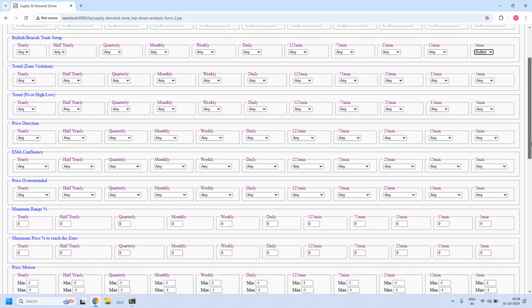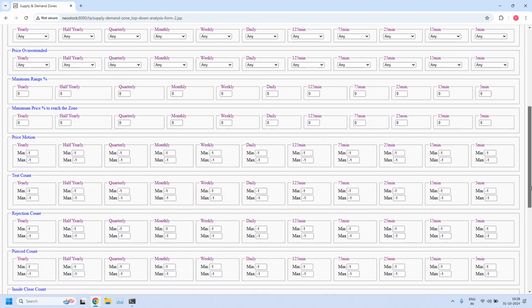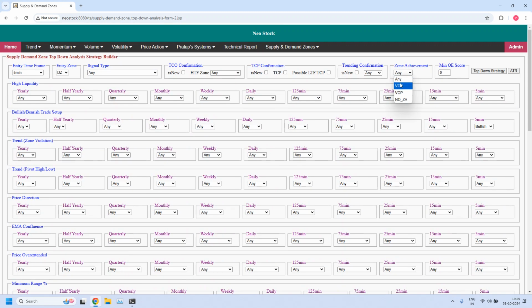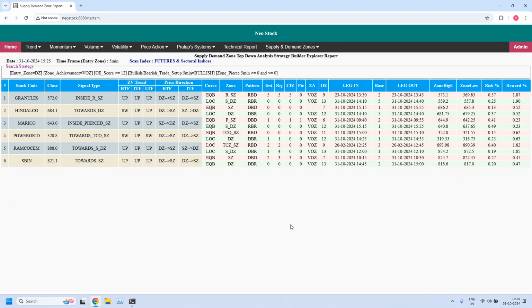The 5 minutes demand zone should not be pierced. So in the pierced count, 5 minutes time frame, I am setting minimum value 0, maximum value 0. Zone achievement violated opposing zone, minimum order enhancer score 12. All the three filters are applied to 5 minutes demand zone. We got 6 stocks. All these 6 stocks are supporting bullish trade setup for hourly income trade.